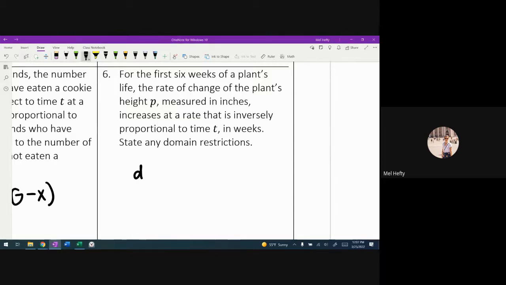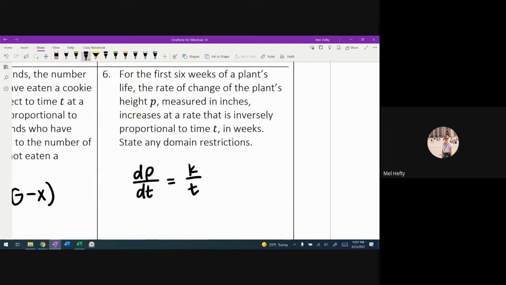I like d something, and I do like dt. dP/dt. Now notice they didn't tell me with respect to time here. They didn't explicitly tell me that. But if we're talking about a rate of change of the height, that's fine. All right, inversely proportional to time t in weeks. What's that going to look like? k over t.